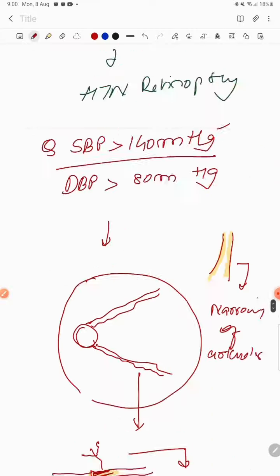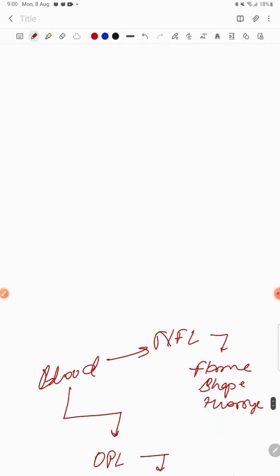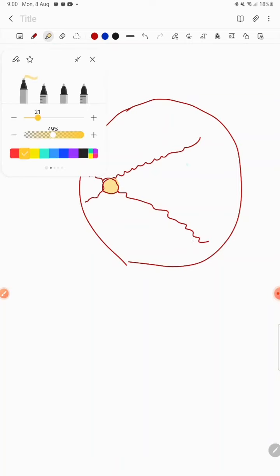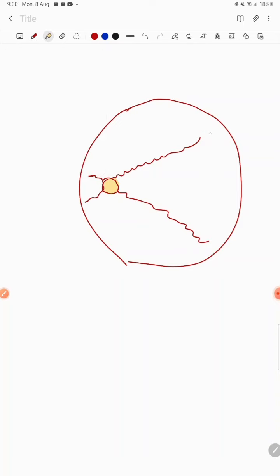So the overall picture of hypertensive retinopathy, you can see here, I will draw one eye. What will happen? There is attenuation of your blood vessels. They have become very, very thin, especially the arteries. So this is my optic disc and these are my arteries. These arteries will lead to ischemia of the nerve fiber layer, which is called cotton wool spots.